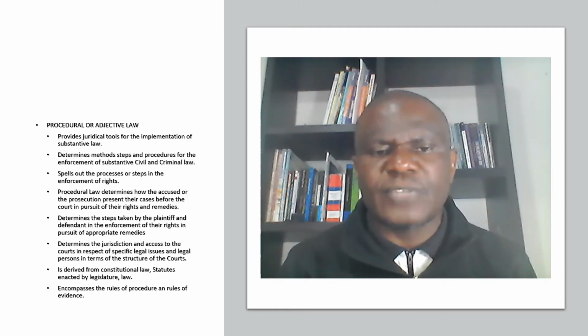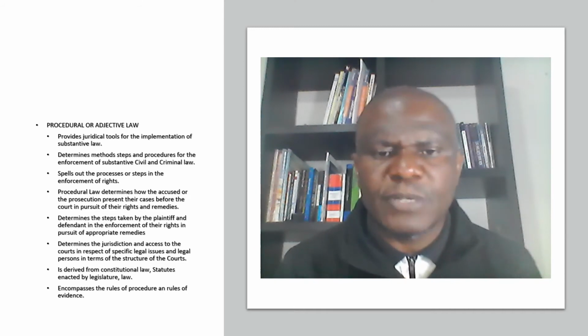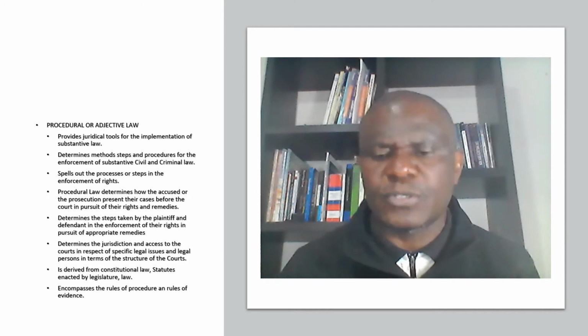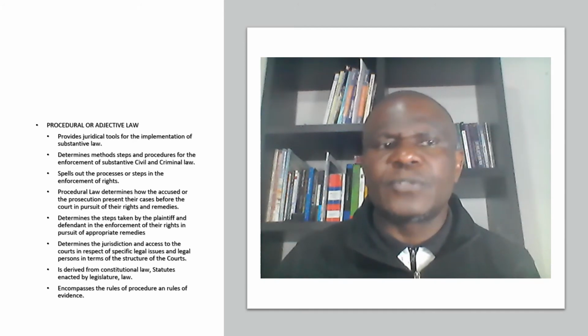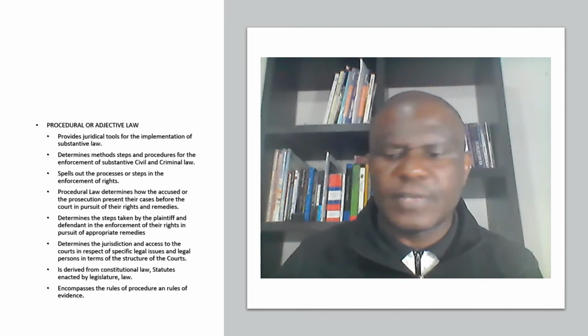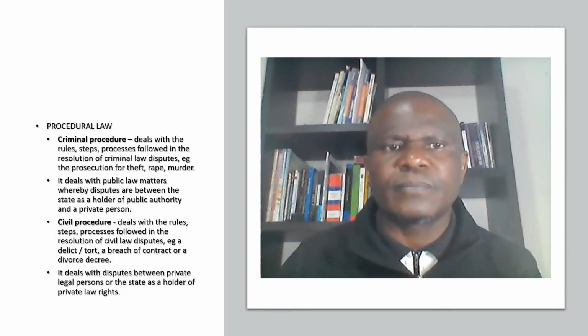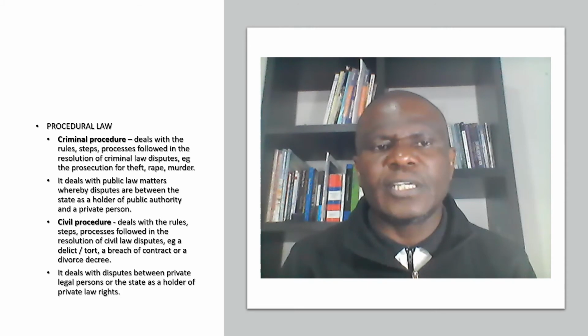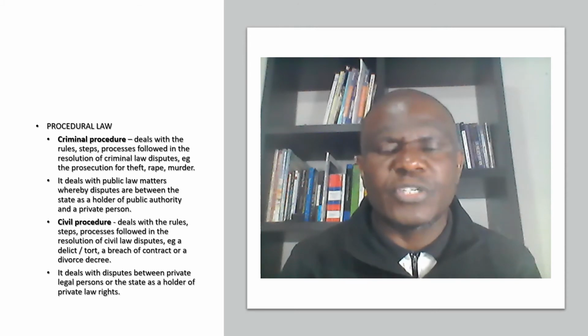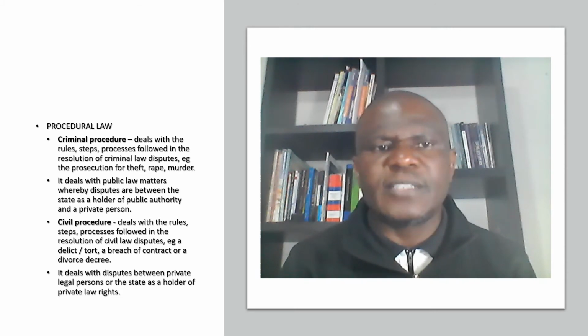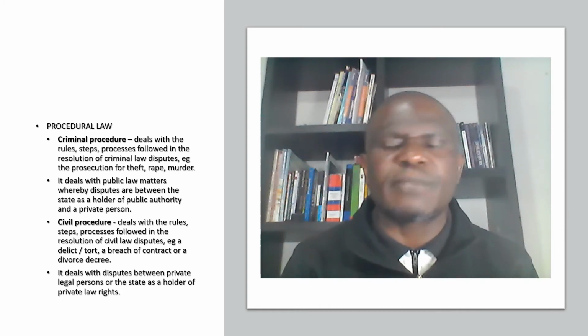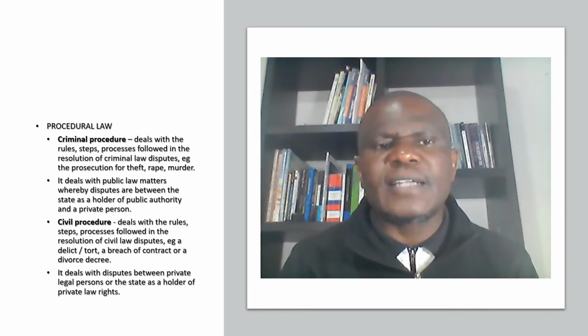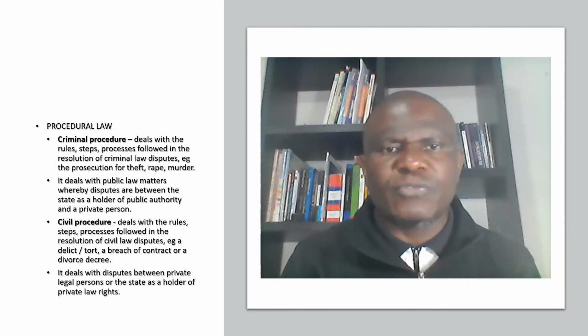And then you find that procedural law encompasses aspects of procedure as well as aspects of evidence. So we really need to take note of that distinction. Procedural law, as we distinguish it from the law of evidence, both of course being aspects of adjective law, we find that the law of procedure encompasses criminal procedure and civil procedure.